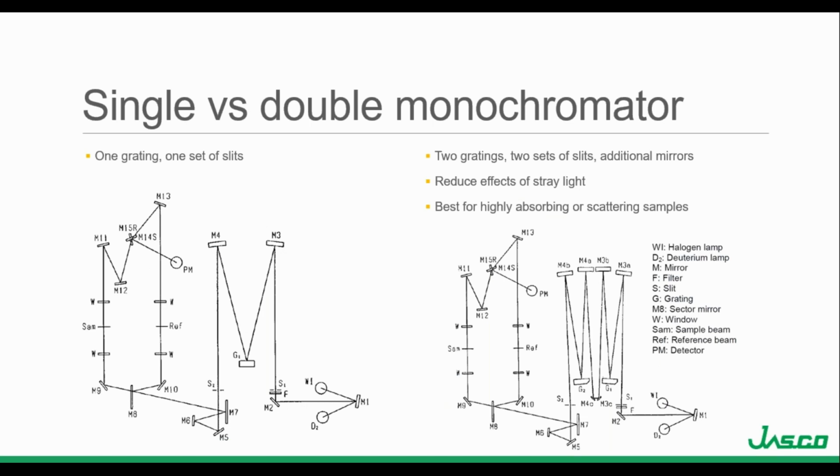So in addition to single and double beam instruments, there are also single and double monochromator instruments. The single monochromator instruments have a single set of slits, one dispersive element or grating, while double monochromator instruments have two dispersive elements or gratings, two sets of slits, and additional mirrors. So all JASCO spectrophotometers are double beam instruments, so they have a reference and a sample beam. However, we have both single and double monochromator options.